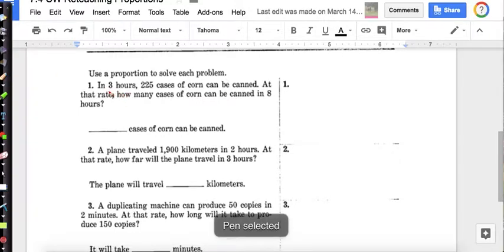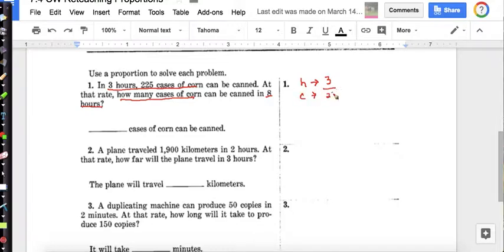In 3 hours, 225 cases of corn can be canned. Underline. At that rate, how many cases of corn can be canned in 8 hours? Okay, so we know how many cans of corn can be made in 3 hours. So I'm going to write that as a ratio. So I'm going to put the hours on top, and I'm going to put the cases of corn on the bottom.